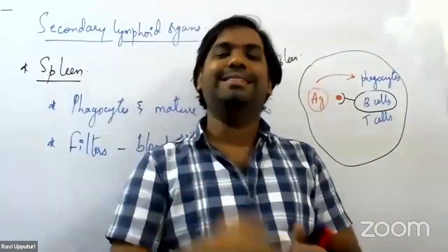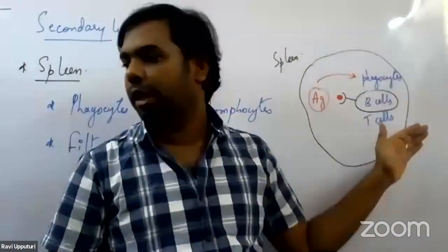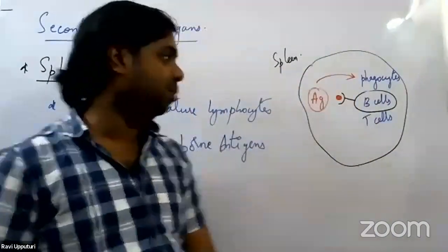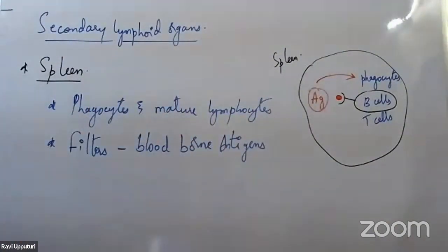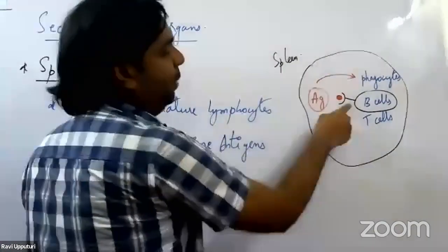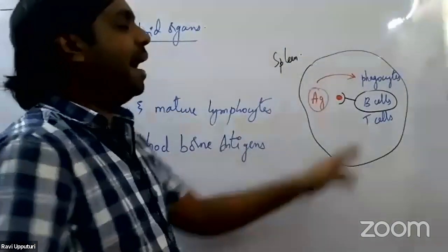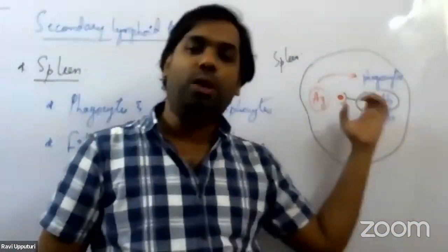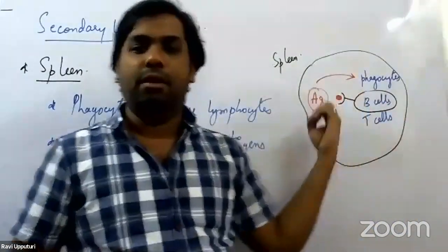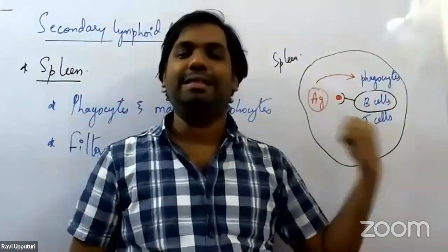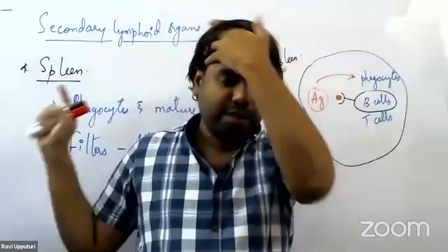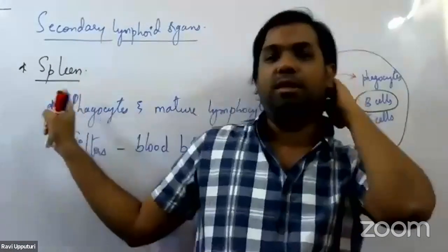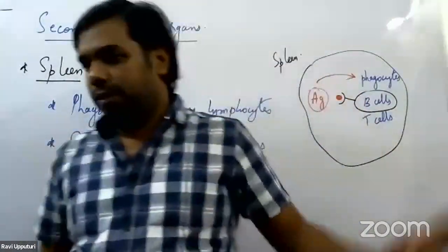So once the antigens are trapped by the spleen, those antigens will now bring about the activation of either the T lymphocytes or B lymphocytes, such that these activated T and B lymphocytes will now bring about the complete destruction of the antigen that has entered the body. Right? So this is what we have with the first secondary lymphoid organ, which is the spleen. I hope this is clear.